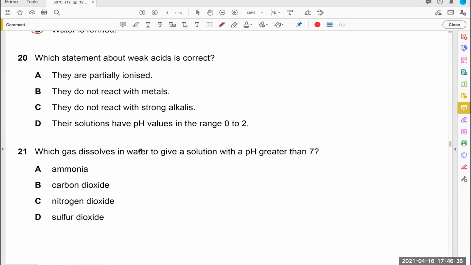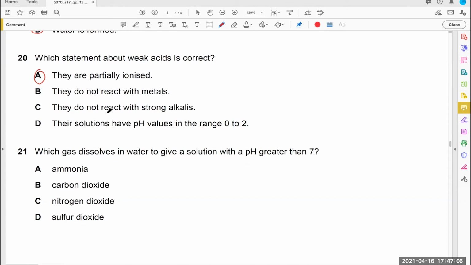Which statement about weak acids is correct? देख लेते हैं. Weak acids partially ionize करते हैं. That is the definition. So yeah, this is true. They do not react with metals is wrong. They do react with some metals, the ones that are more reactive. But वो weak acid की खास बात नहीं. That's true for any acid. They do not react with strong alkalis. Again, wrong. Acids react with alkalis. The solution has a pH in the range 0 to 2. That's reserved for strong acids. So ये नहीं हो सकता.